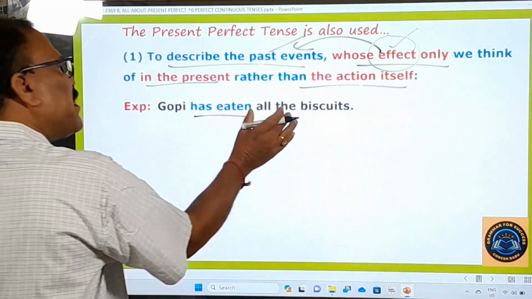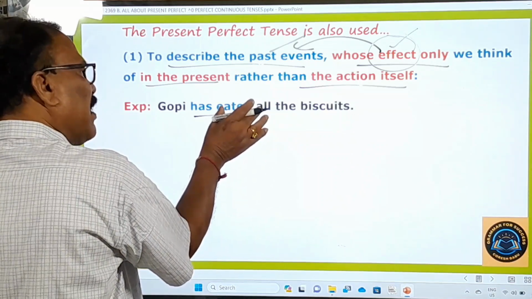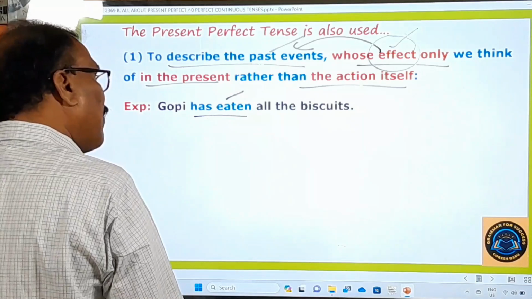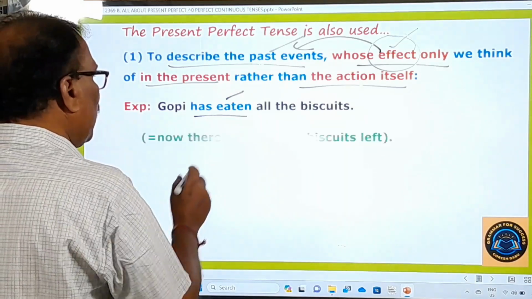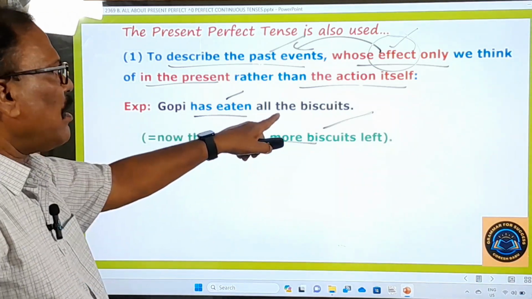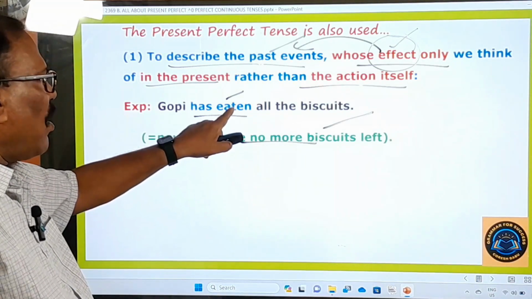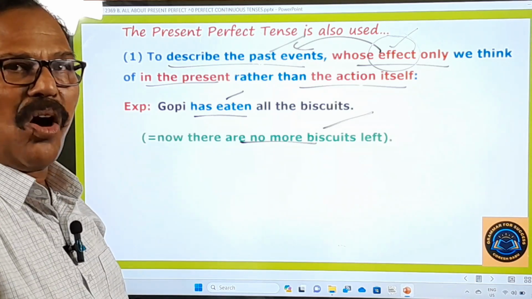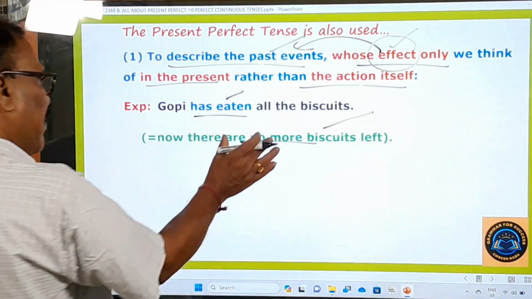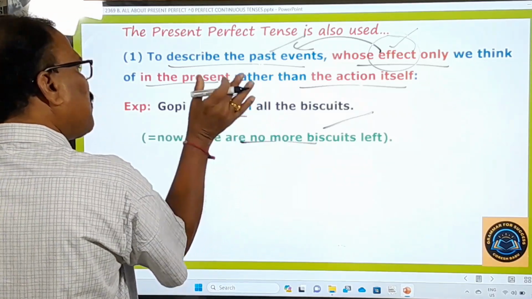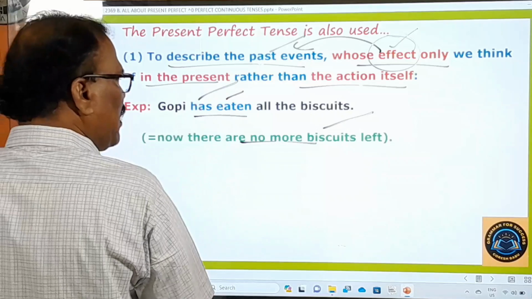Here, eating the biscuits is a past action actually. But here, we don't think of this action, but we think of its effect. What is its effect? Now, there are no more biscuits left. He has eaten all the biscuits. What is the effect of this eating all the biscuits? There are now no more biscuits left in the tin or in the box, right? So, this effect is more important. To indicate this, we are expressing this past action in the present perfect tense, right?